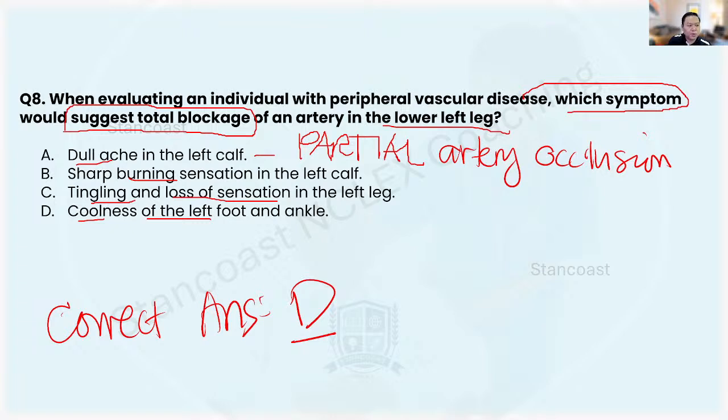Okay. So letter A is something that we are not going to select. Let's put an X to that. B, sharp burning sensation in the left calf. What is that answer? Well, the sharp burning sensation in that left calf is also incorrect because it suggests nerve involvement and it is probably going to be caused by a partial ischemia, but not total arterial obstruction. Okay, so this is going to also signify that there is partial occlusion.